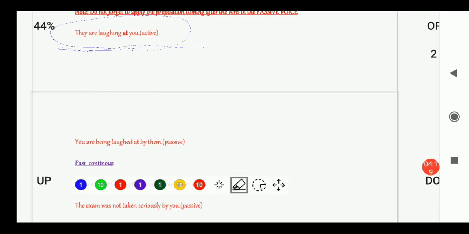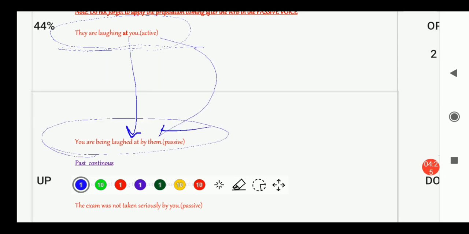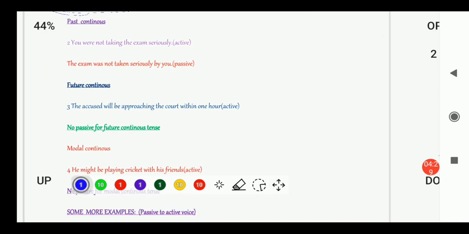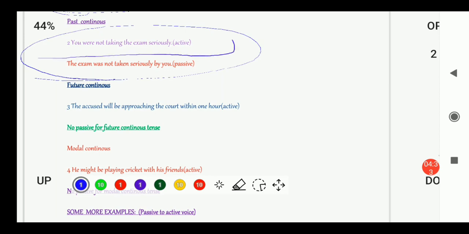At is the preposition that is being applied here. So the whole sentence will be converted into you are being laughed at by them. Similarly, some more examples for the past continuous tense. Suppose the sentence written is you were not taking the exam seriously.